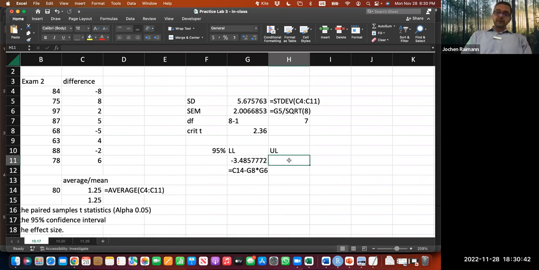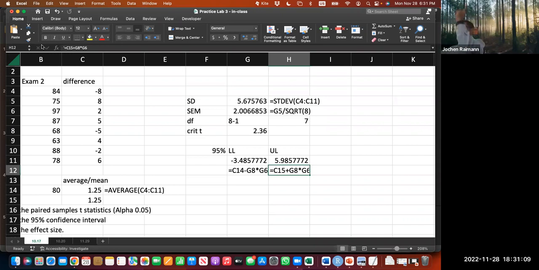So now when you're interested to calculate the upper limit, you take the mean difference and you add critical T multiplied by standard error of the mean, gets to 5.99985 something. Mean difference. What is it? That's the mean difference between exam 1 and exam 2. And that's plus critical T? Plus critical T multiplied by the standard error of the mean.